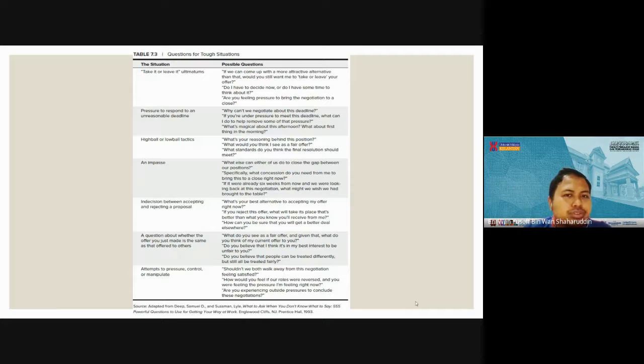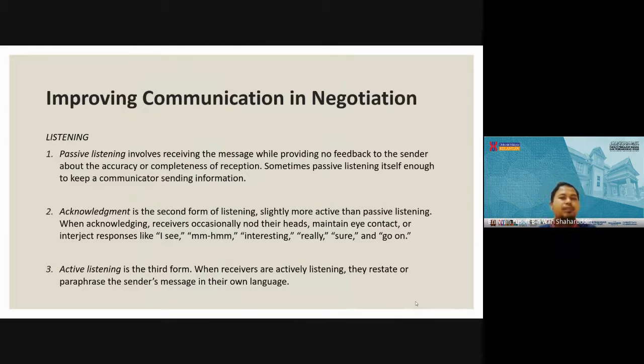Okay, so we also have questions for tough situations. You can read this on your own later. For example, if you are facing a take-it-or-leave-it ultimatum: "If we can come up with a more attractive alternative than that, would you still want me to take or leave your offer?"